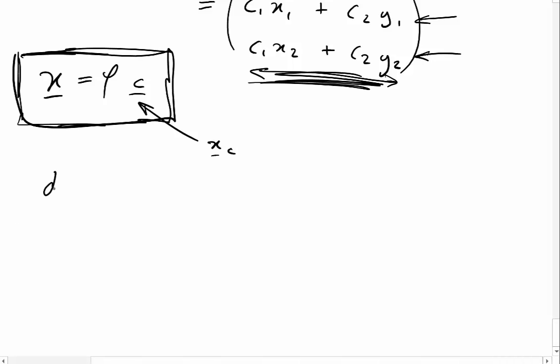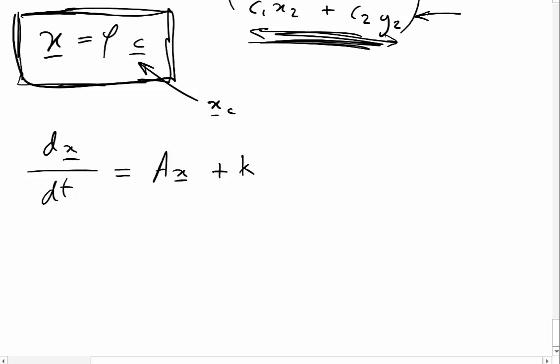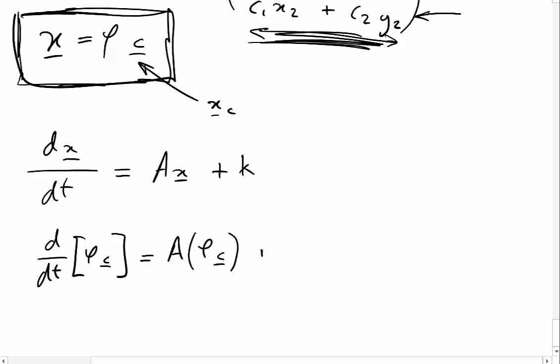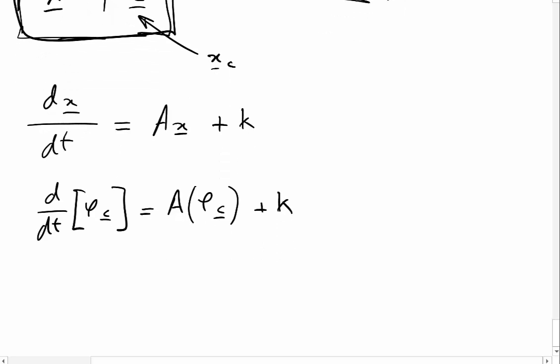Now I'm going to plug it back in, like I did for the case you're probably familiar with now, a single ODE. I'm going to plug this back into my non-homogeneous equation to try and find a particular solution. So x equals phi times c. I've got d by dt of phi times c, and I'm using square brackets because I'm showing the derivative of that thing, is equal to A phi c plus k. So what's this equal to?